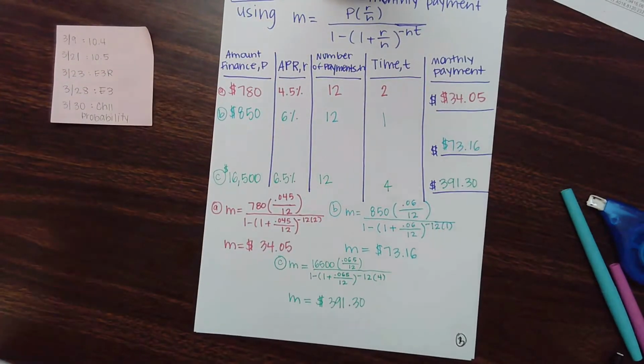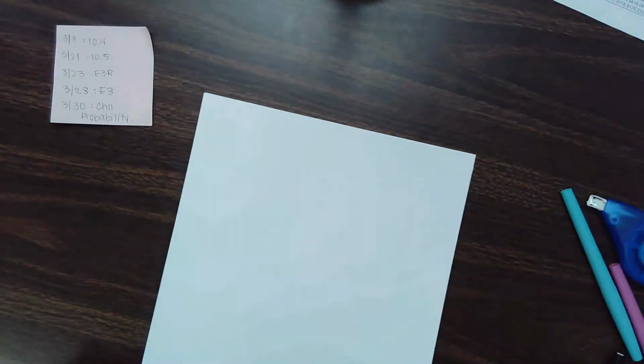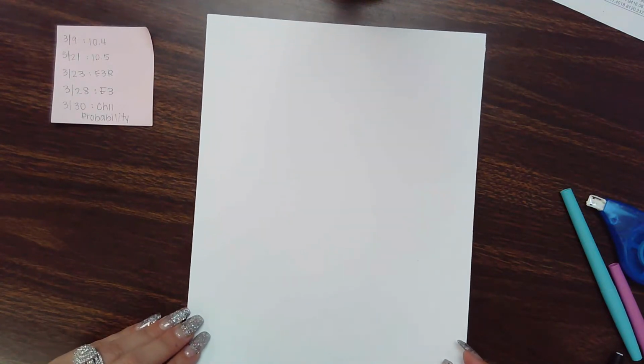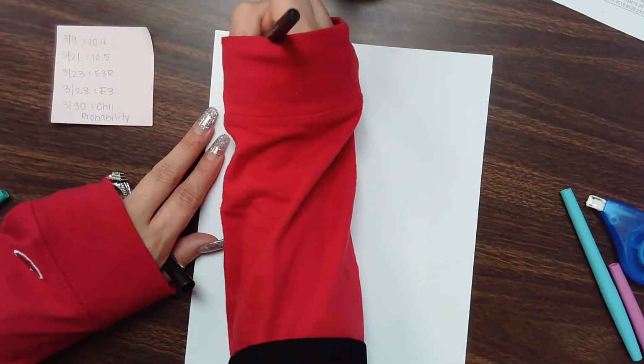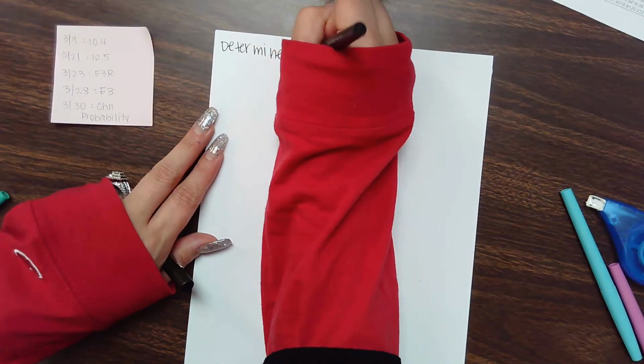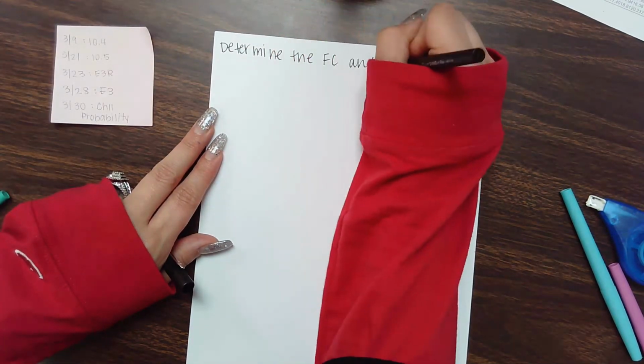Okay. So now what we're going to do is determine the finance charge and the monthly payment. Because we're not given the finance charge, even though it tells us to find the monthly payment, we don't do the steps that we just did. We're given the same information we're given here, but let me just show you, and maybe it'll make more sense. Let me try to talk, because I will go around in a circle. Determine the finance charge and the monthly payment.